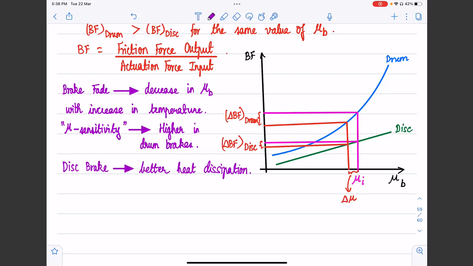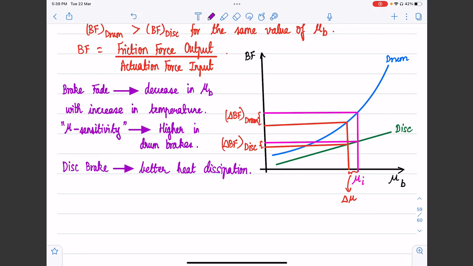So whatever argument we have put forth was assuming the same delta mu for both the disc brake and the drum brake. Even if we have the same delta reduction between the disc brake and the drum brake, we can see that the disc brake is still better in terms of having lower reduction in performance. However, it so turns out that disc brakes also have another advantage, in the sense that the delta mu will be lower to begin with because of better heat dissipation characteristics.